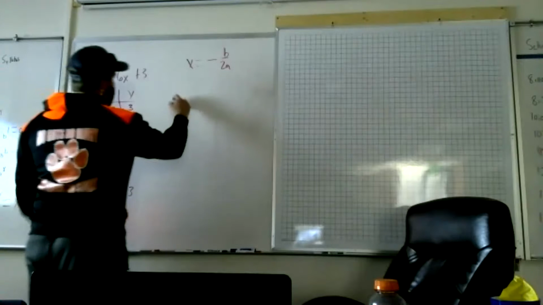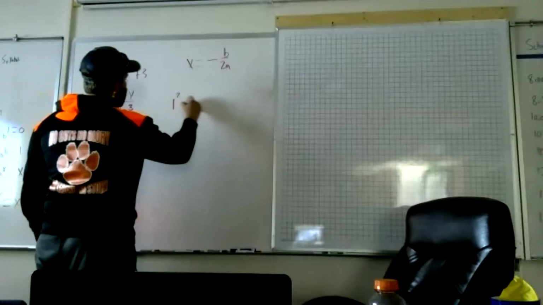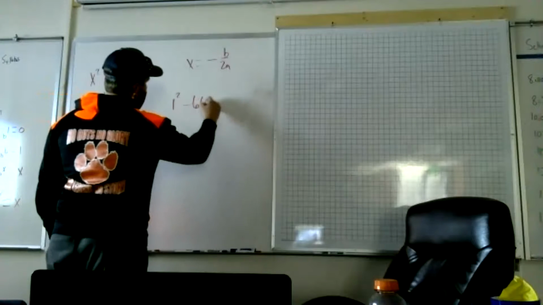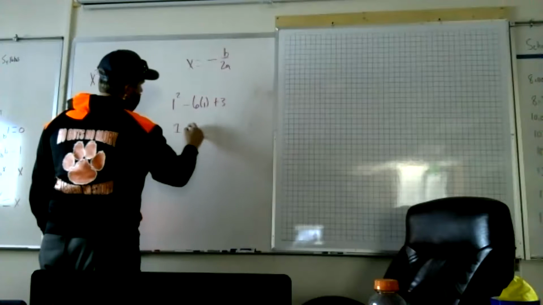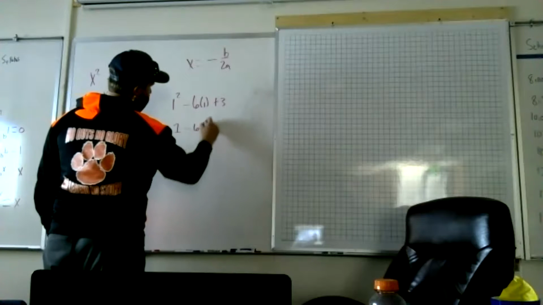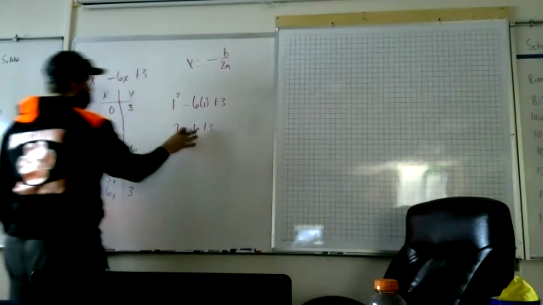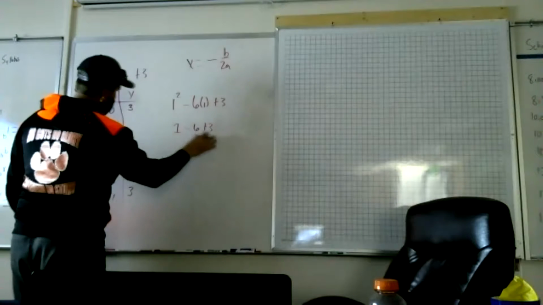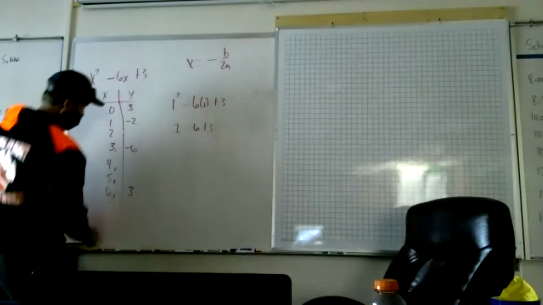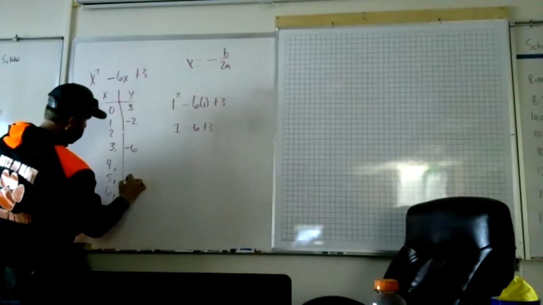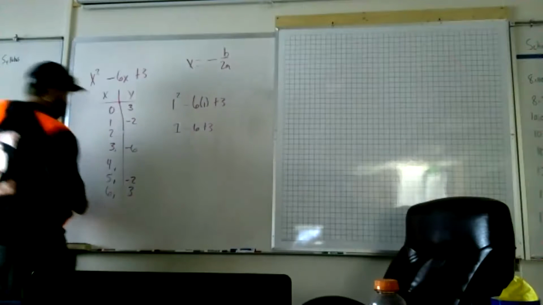So when I plug in 1, I get 1 squared minus 6 times 1 plus 3. 1 squared is 1 minus 6 plus 3. 1 minus 6 is negative 5, plus 3 is negative 2. Just like that.